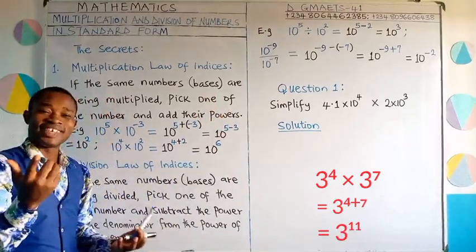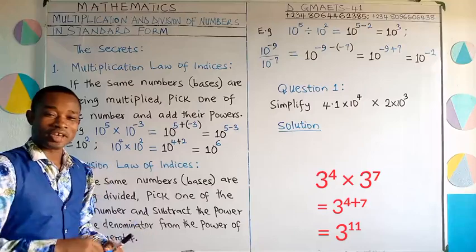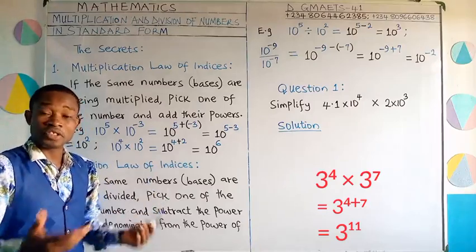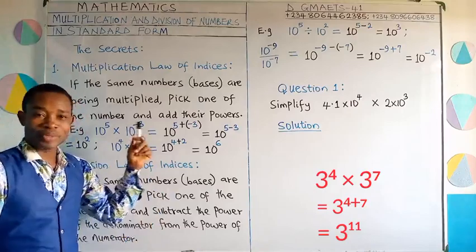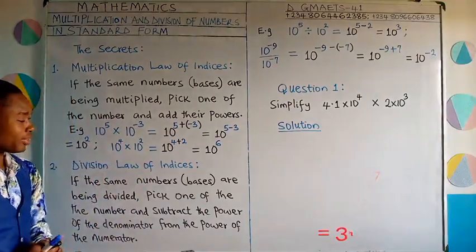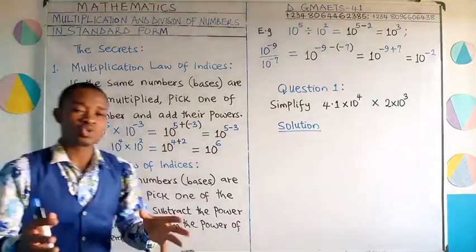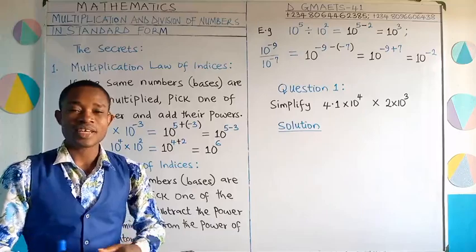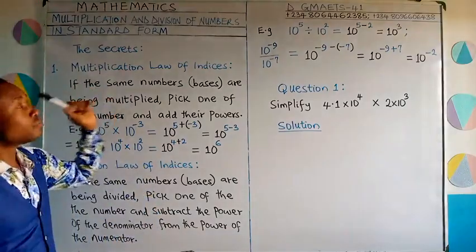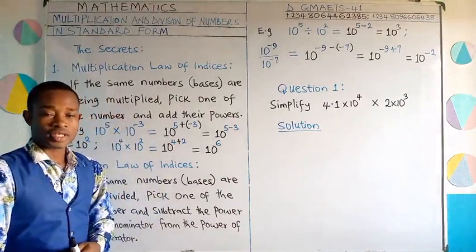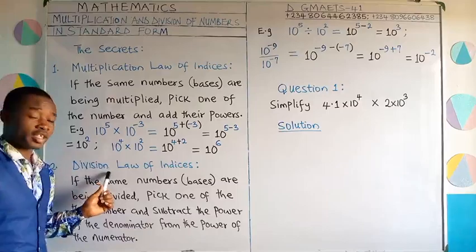I've given you a good idea about the multiplication law of indices. In classes to come, when we discuss indices, you shouldn't have problems with the multiplication law again, because I've just explained that. Let's move on to secret number 2, the division law of indices. It's another secret you need when you are multiplying or dividing numbers in their standard form. We apply this for the division case, okay?